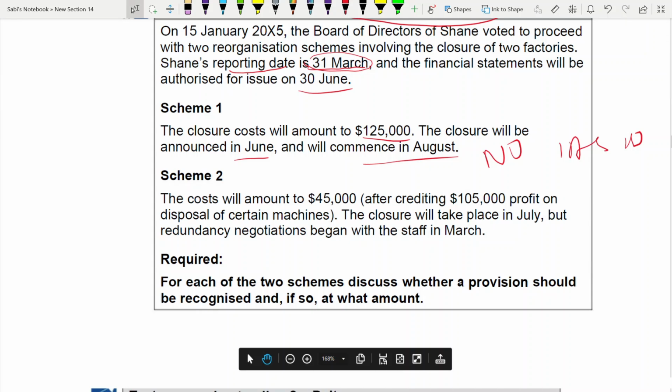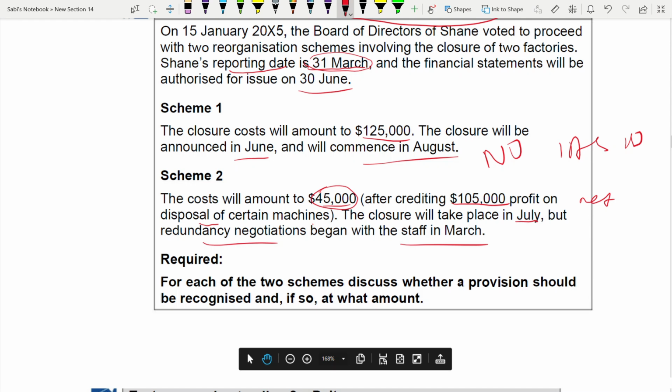Scheme 2. The cost will amount to 45,000 after crediting 105 profit on disposal of certain machine. That means after they have netted off the cost with the profit, they got this cost. Okay. The closure will take place in July, but redundancy negotiations begin with the staff in March. Scheme 2 is a little different. Okay. Before jumping to whether provision will be recognized or not, look at the facts. Look at the obligating event.